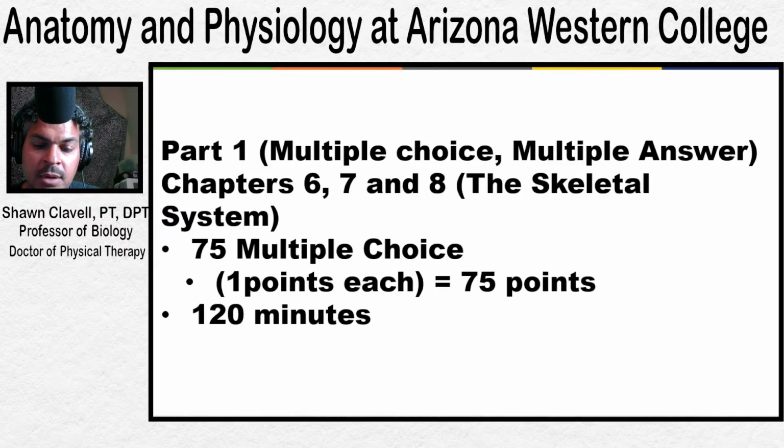Let's break it down here. I'll pull up these components that we're talking about on some slides if we need to. But the idea of chapter 6 is really kind of like the bone physiology, the structures of bone, and then specifically chapter 7 is the axial skeleton, so all of the bones of the skull and the vertebral column.